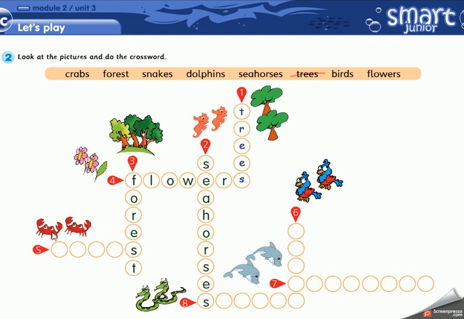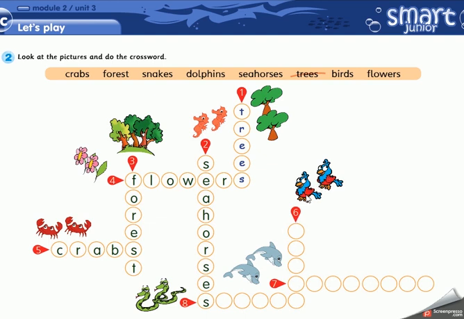We have a picture of, yes, very good. Now we have the crabs. Let's spell it and write it down. Yes, C, R, A, B and S. These are crabs. Let's see number six. We have the picture of birds.